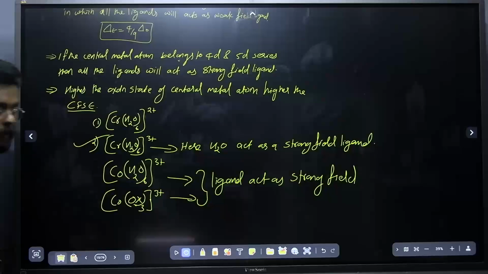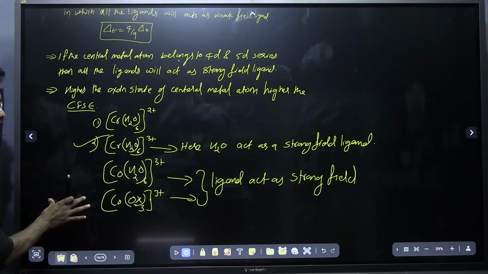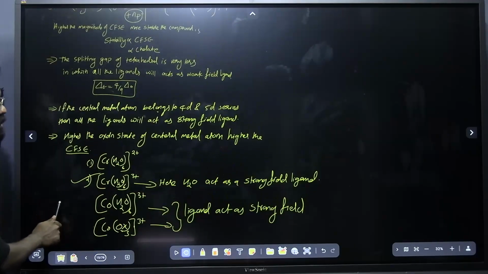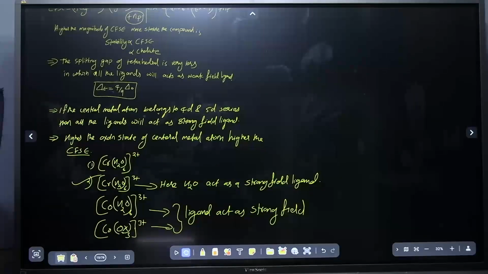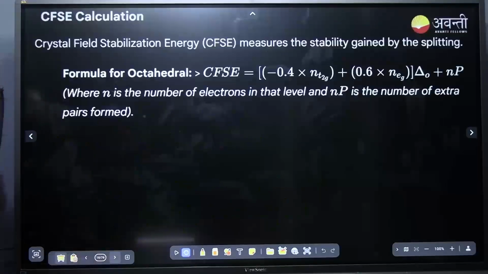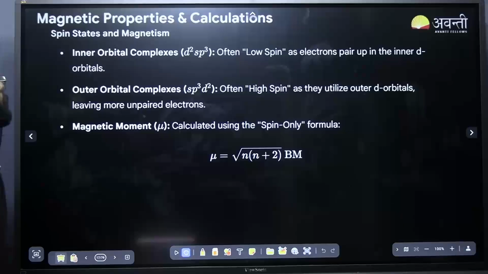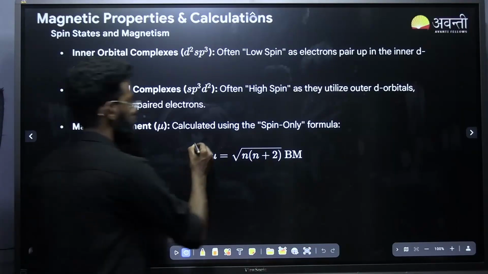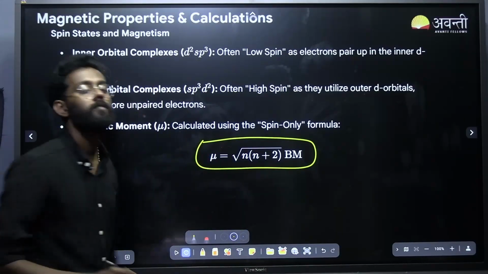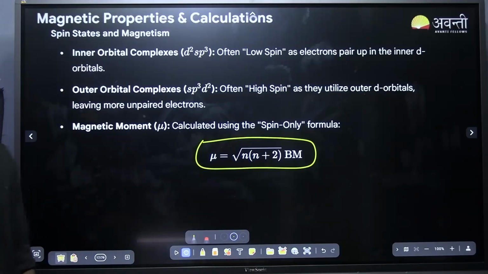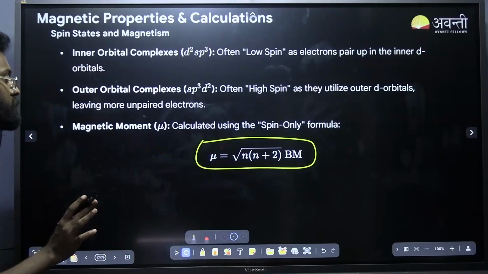Okay. Now we can move into the magnetic properties. Shall I move? Have you noted down all the points regarding the crystal field and octahedral splitting? Yes, thank you. We were moving into the CFSE calculation. Already we have done the equations. Now we'll be moving into the magnetic property. When it comes to the magnetic property, you have to follow crystal field theory. You should not follow valence bond theory. You might get a wrong answer if you follow valence bond theory.